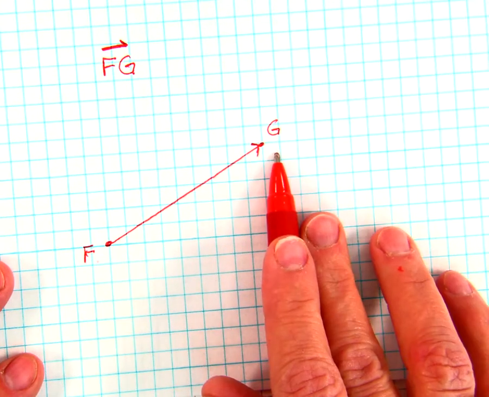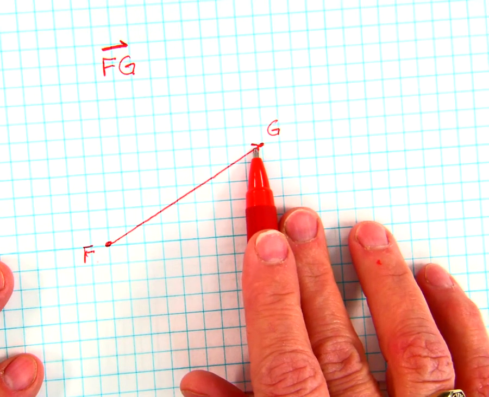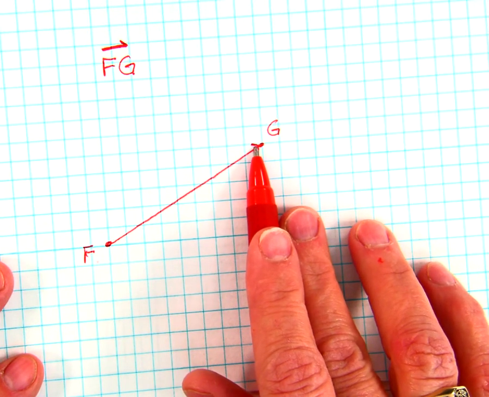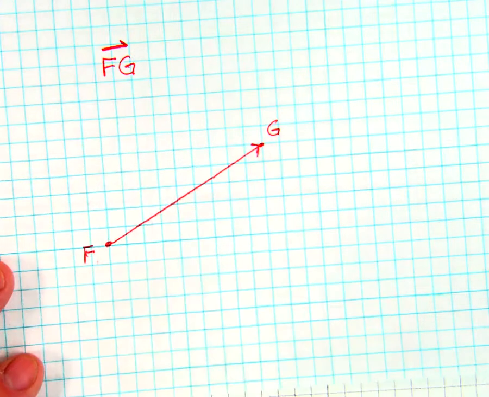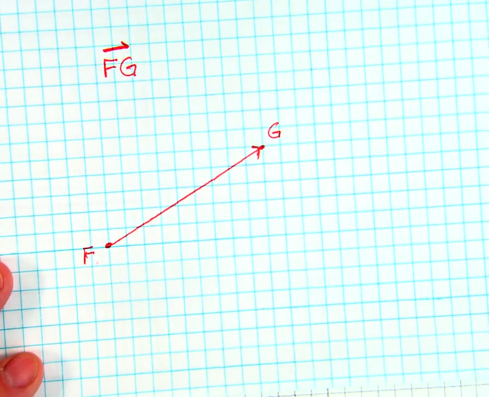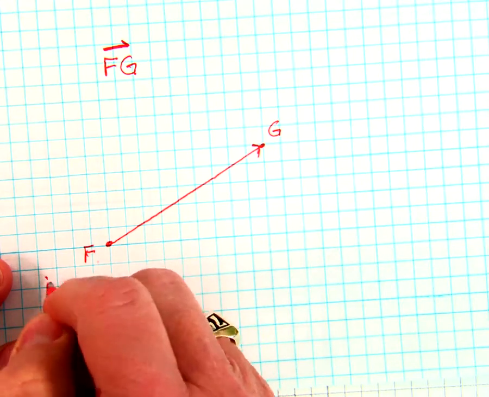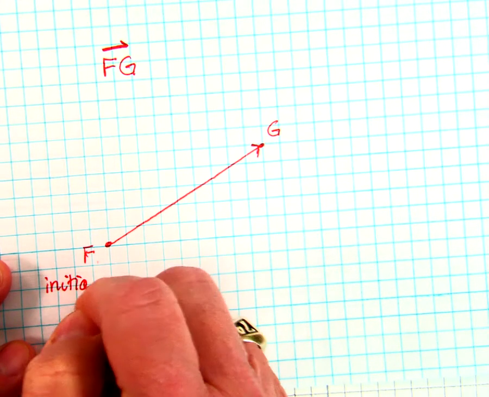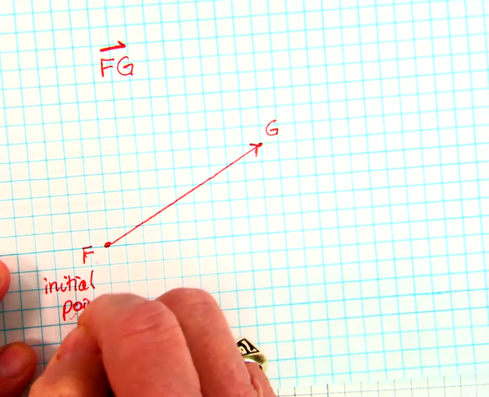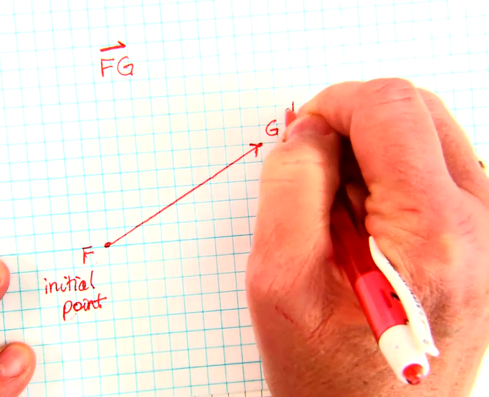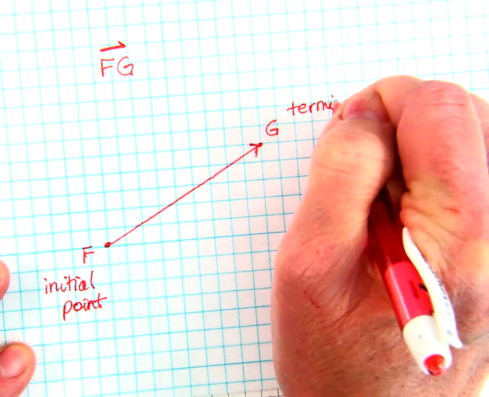Magnitude is shown by the length. Direction is shown by the arrow. It has both magnitude and direction. It's the vector FG. We call the beginning point the initial point, and we call the ending point the terminal point, where it ends.